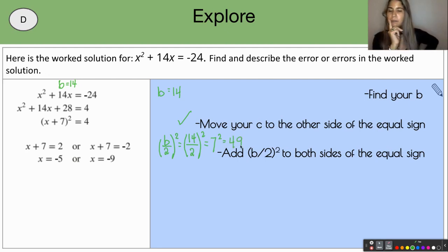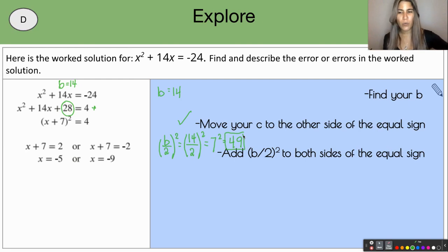So let me see. Wait a second. They have 28. They don't have 49. That's weird. And then they added 28 on this side, but that still doesn't account for the fact that I should have had a 49.